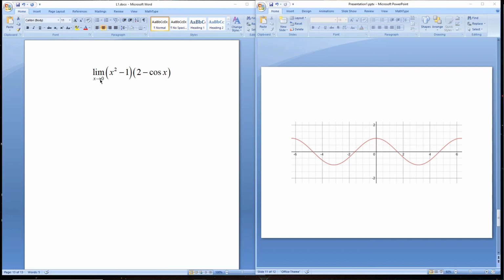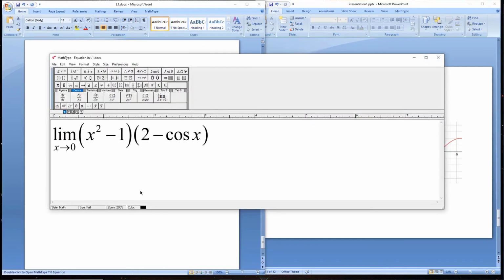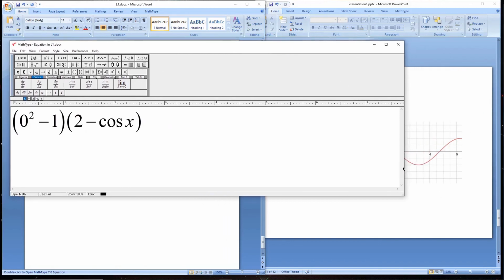Now we're interested in x equals 0. And because it's a solid line everywhere, that means we can just plug the number in. So a polynomial, we can just plug the number into. Cosine is everywhere a solid line, and so we can just plug our number into that.